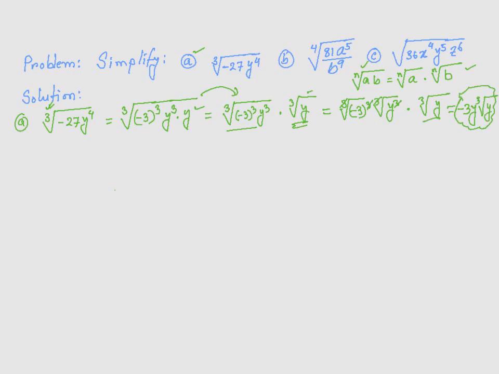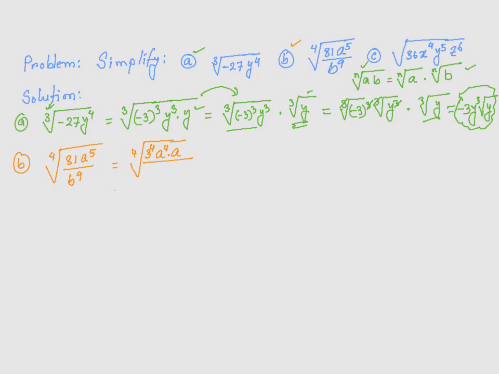Now let me go ahead and simplify b. For b, we have a fourth root, so our objective would be to factor out the fourth power of something, right? So it's going to be the fourth root of 81 a to the power 5 divided by b to the power 9. Now this I could simplify to this. Remember, 81 is 3 to the power 4, and a to the power 5, I could write as a to the power 4 times a, divided by b to the power 9.